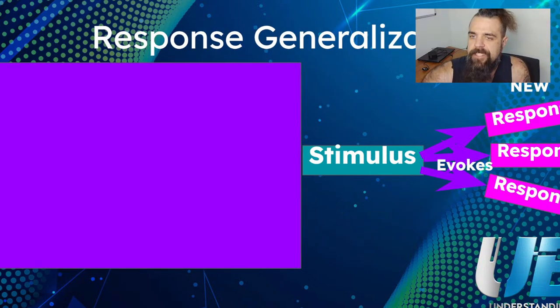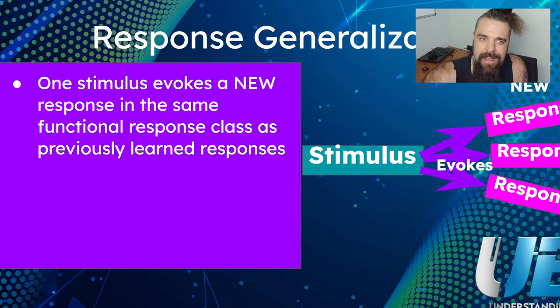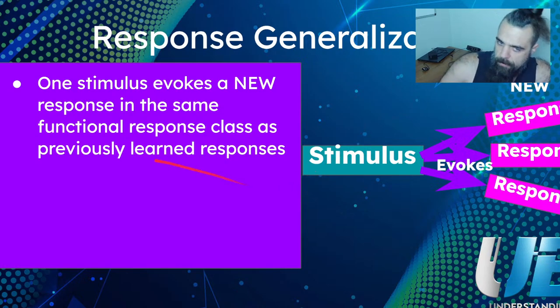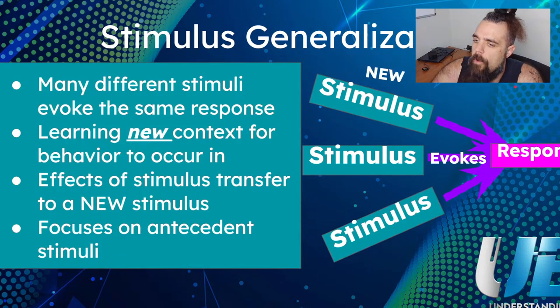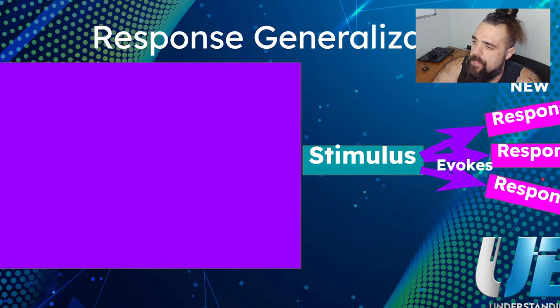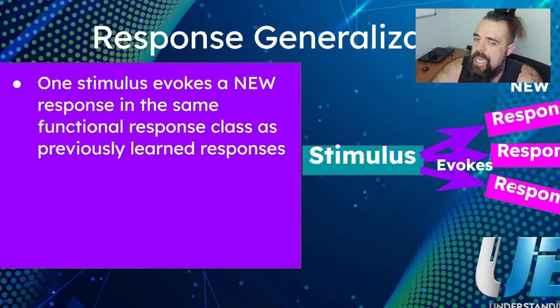All right, let's compare this to response generalization. Then we'll get into a little quiz, pick up the pace a little bit. In response generalization, one stimulus evokes a new response in the same functional response class as a previously learned response. So one stimulus condition now evokes a new response, whereas in stimulus generalization, a new stimulus condition evoked an already learned response.